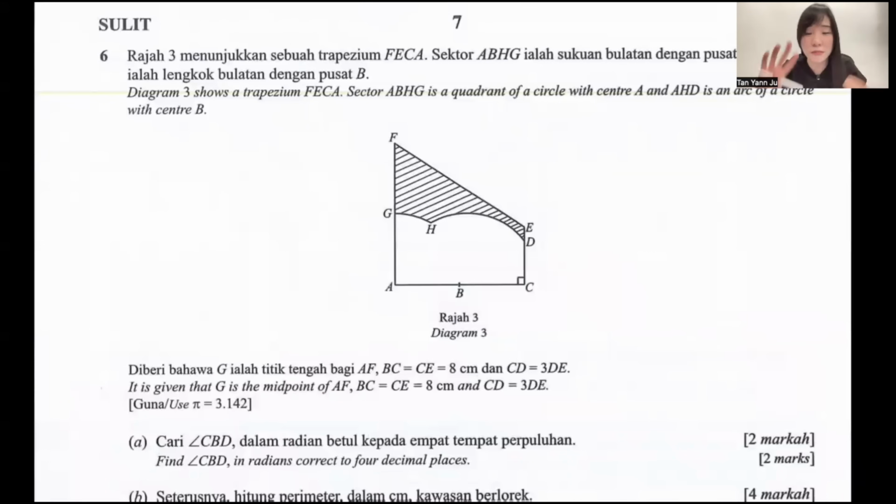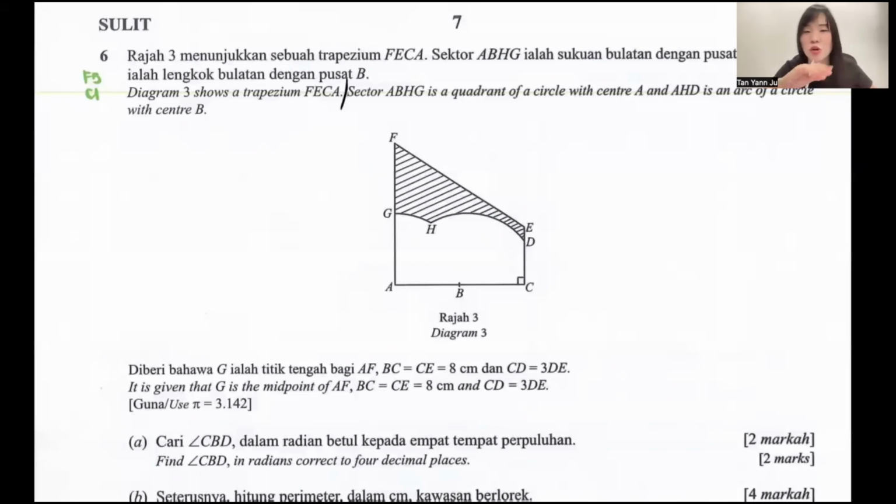With these questions, a lot of my students, when they do it themselves, tend to create their own information without the question saying so. That's why I repeat, don't create your own thing. If they never say it, that means it's not there, okay, my dear. So now, diagram 3 shows a trapezium. A trapezium is like a rectangle, but one side slightly taller. We call it trapezium, FECA. So sector, my dear, sector. The moment I see sector, I know already this question is under Form 5, Chapter 1, circular measure again, talking about circles all the way.